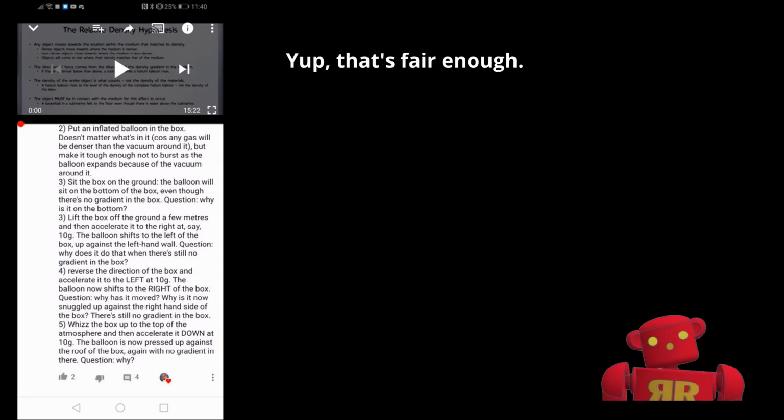So basically, he says take a box chock full of vacuum, accelerate it up, down, left, right, no gradient, whatever you do, because there's nothing in the box to form a gradient. Okay, I can essentially agree with that. I mean, technically you can't get perfect vacuum, but I can essentially agree with that. Put an inflated balloon in the box, doesn't matter what's in it, because any gas will be denser than the vacuum around it, but make it tough enough not to burst as the balloon expands because of the vacuum around it. Okay, let's say we put helium in it.